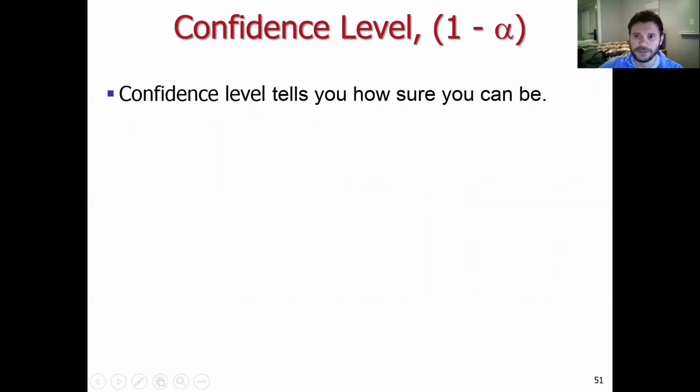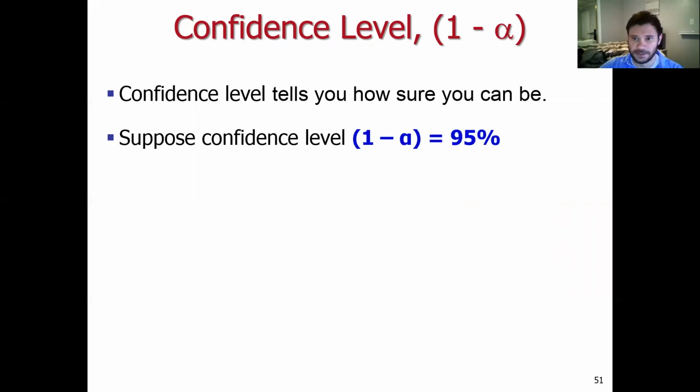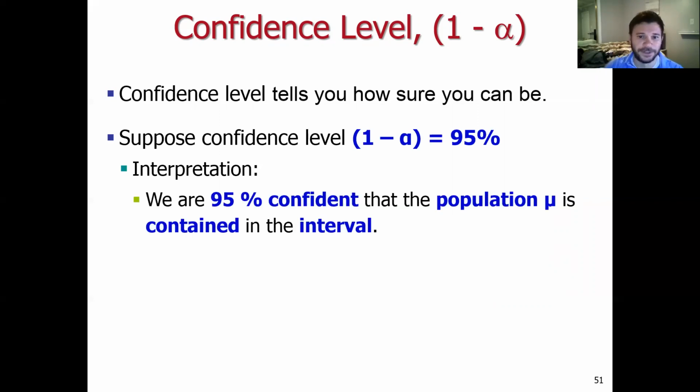So if we were interested in a confidence level of 95%, the interpretation here would be that we are 95% confident that the population mean mu is contained within the interval that we're going to construct. Now, this doesn't mean that there's a 95% probability that mu falls within the interval that we construct. This is actually a very classic mistake that folks make when interpreting these intervals.